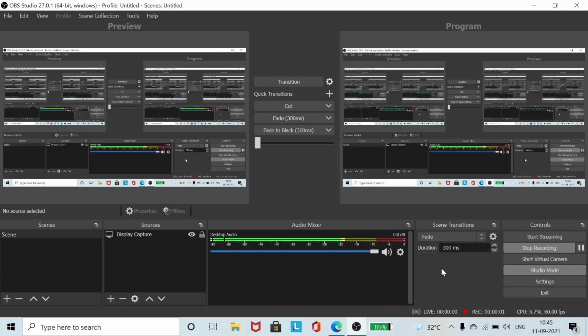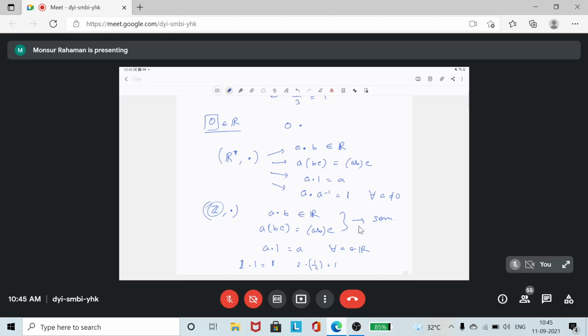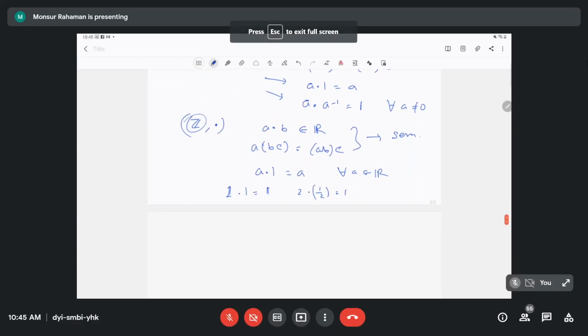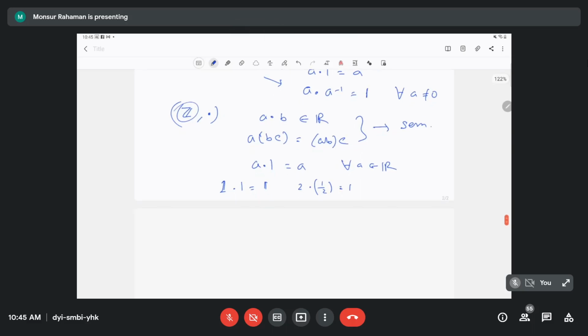Other than 1. So Z dot is not a group. If, in addition to these 4 conditions, it satisfies another condition, called commutativity, A star B equals B star A, for all A and B, then we call this group a commutative group, or abelian group.